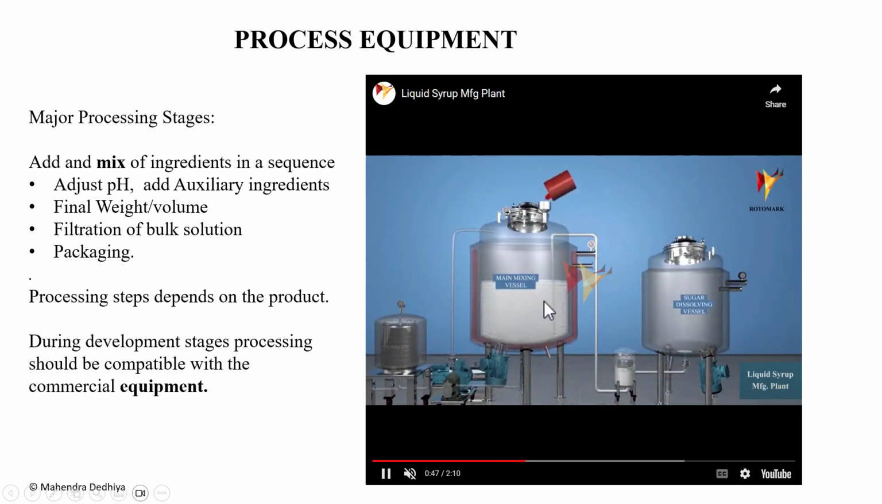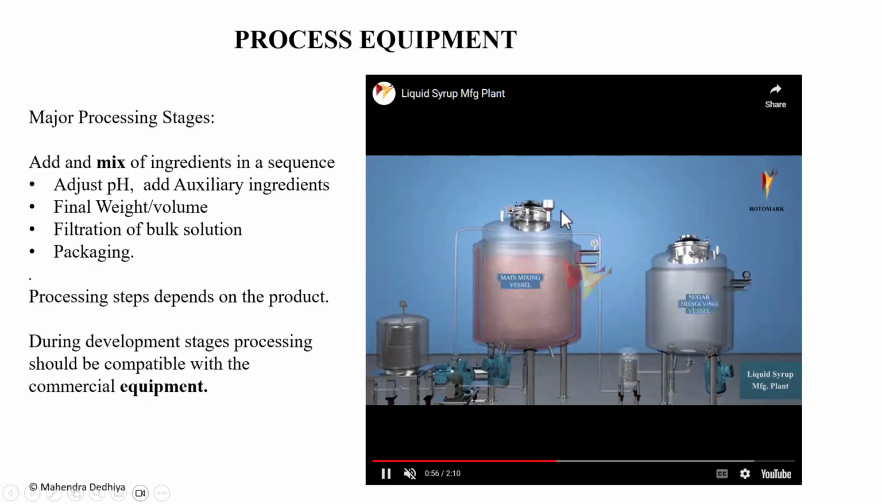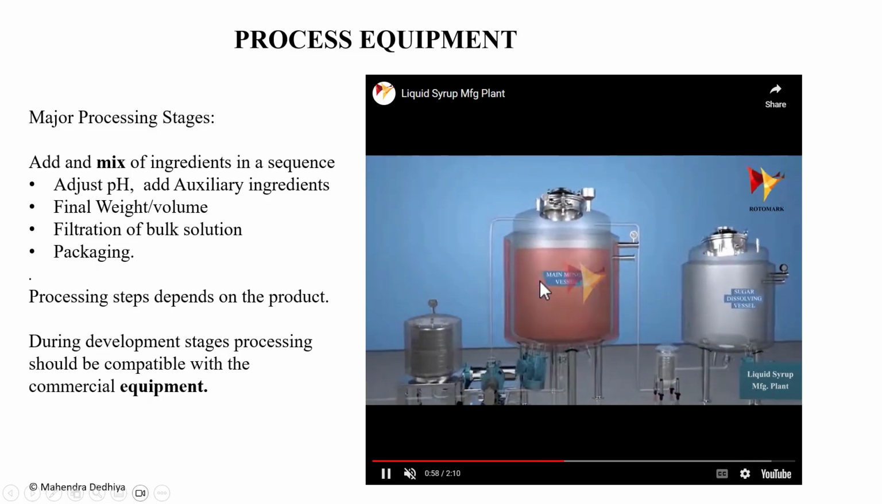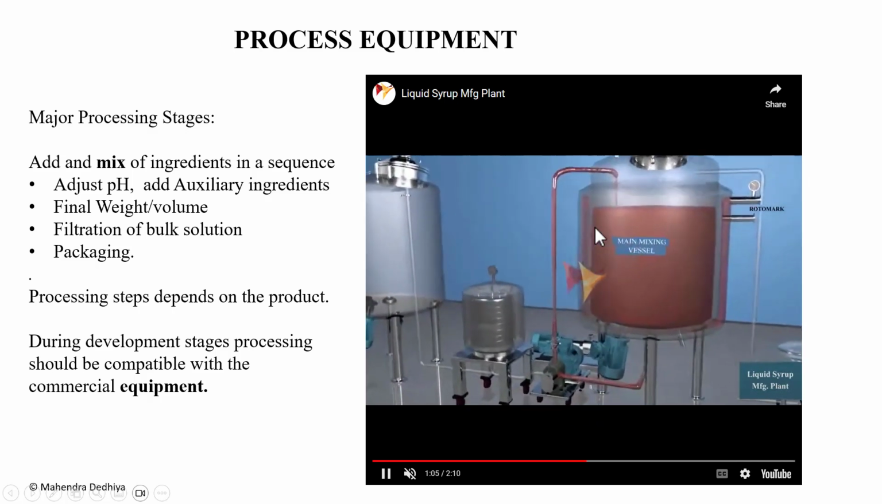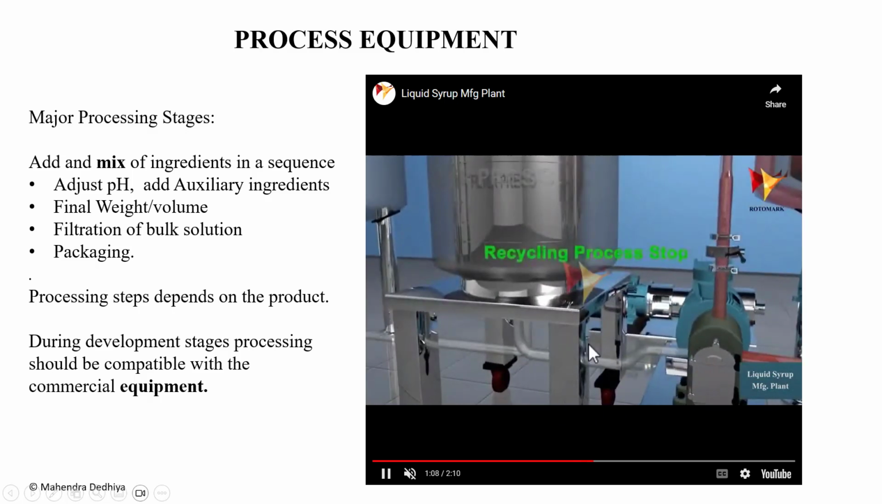The main mixing vessel contains heating and cooling, a mixing shaft, and materials are added depending on the procedure. Material should be able to recycle so that mixing is uniform.